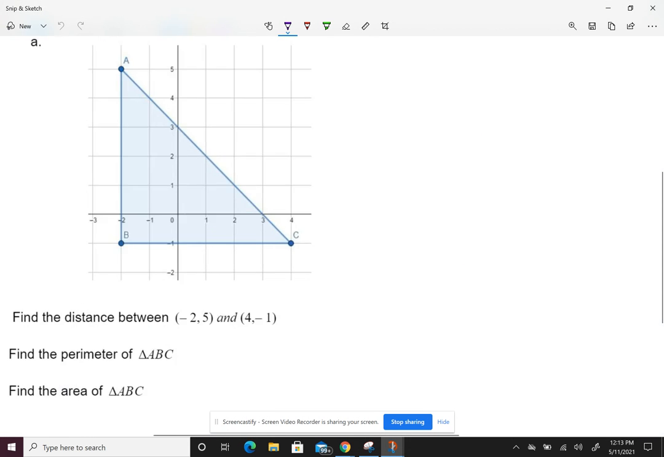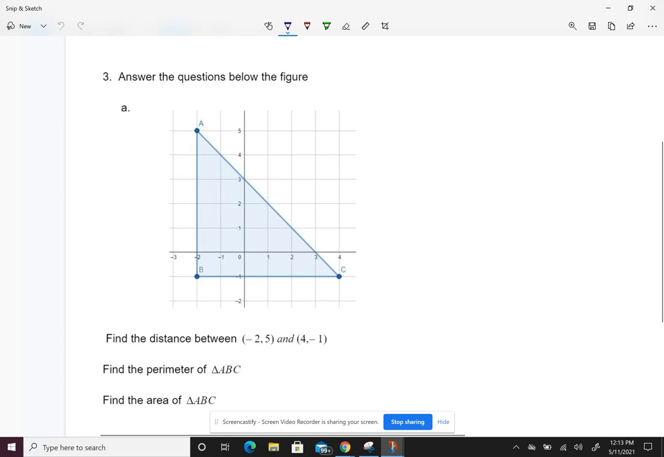So for number 3, guys, they're kind of walking you through this. They're asking to find the distance between -2, 5. Remember, -2 goes to the left, 5 goes up. So we're going to go -2, 5. Boom. Oh, that's just A. So really what they're asking is what is the distance from A.